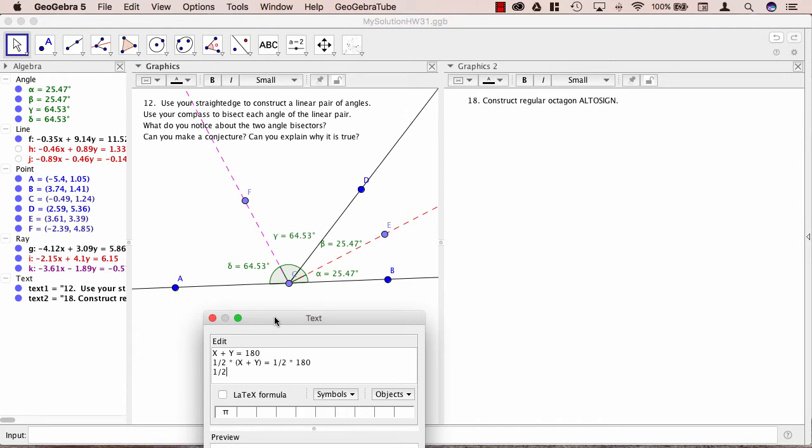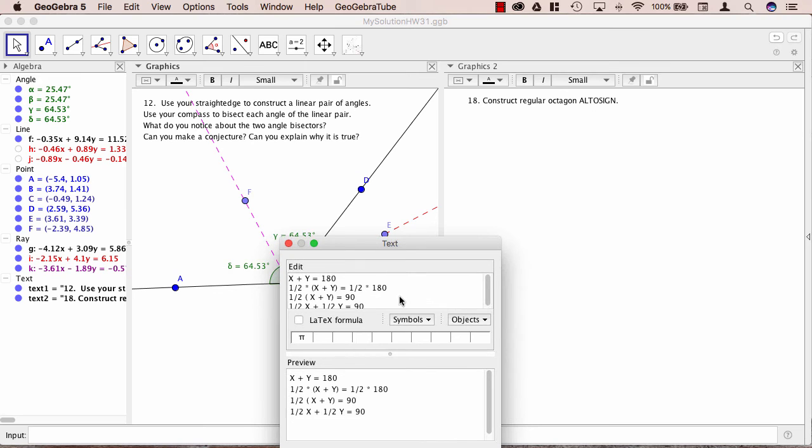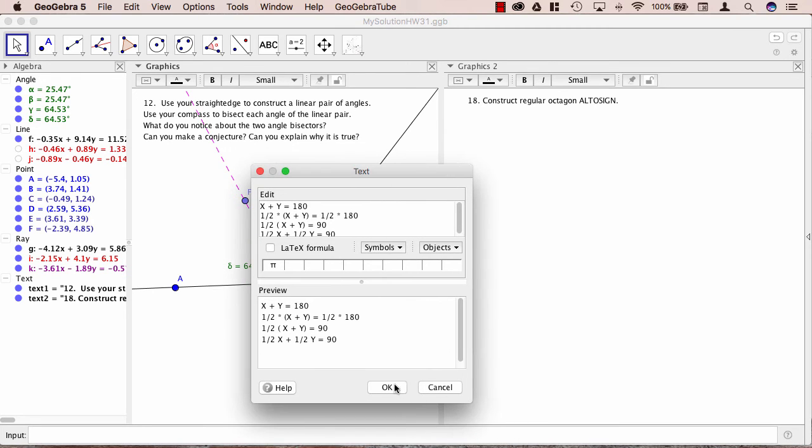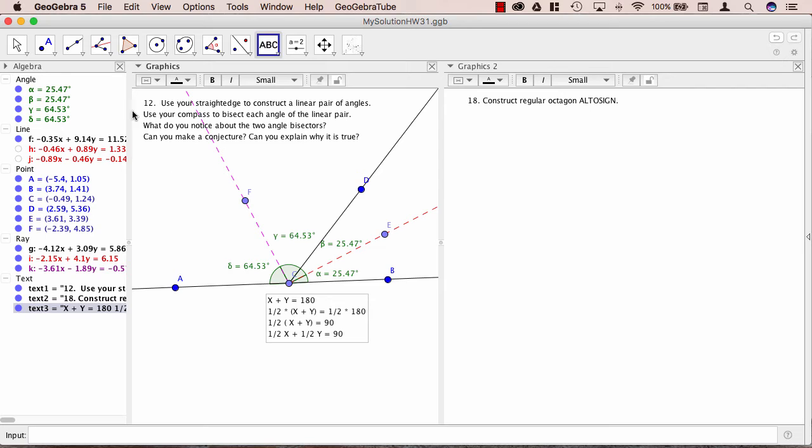So half of x and half of y, let me put the parentheses back, we'll distribute to the last step, is going to equal 90 degrees. So again, half of x and half of y will have to add up to 90 degrees. That's a bit of an algebraic proof there. Let me make this go away, and we'll move that. There we go. So again, this angle on the right between B, C, and D, we're calling that x. This other angle is y.